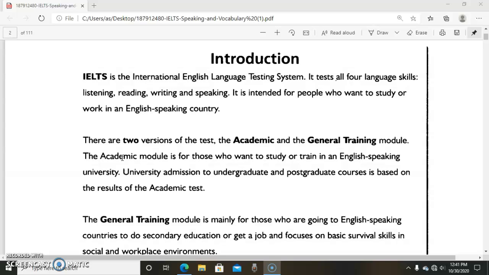IELTS is the International English Language Testing System. It tests all four language skills: listening, reading, writing, and speaking. It is intended for people who want to study or work in an English-speaking country.